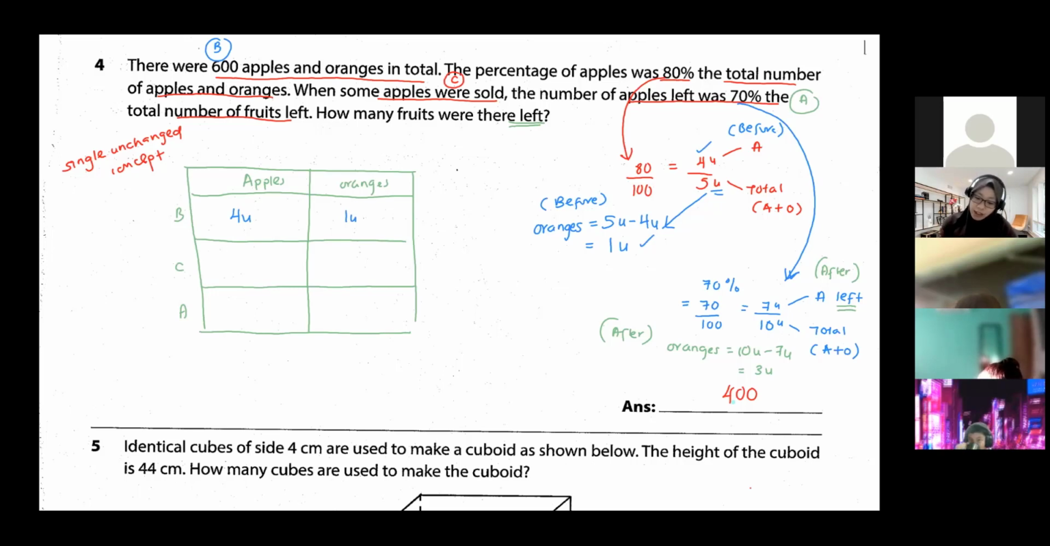Then the change is that some apples were sold. This one, some of them were sold, right? Minus something, which I do not know, but I know I sold my apples. Okay, then after that, I know that there's a leftover. So my apples leftover is 7 units there. My oranges leftover is 3 units there.